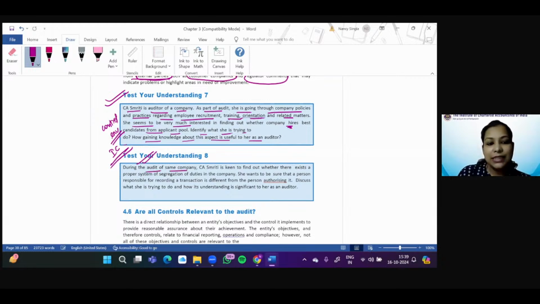During the audit of the same company, CS Smriti is keen to find out whether there exists a proper system of segregation of duty. She wants to be sure that a person responsible for recording a transaction is different from the person authorizing it. Discuss what she is trying to do and how this understanding is significant for her. Please reply.